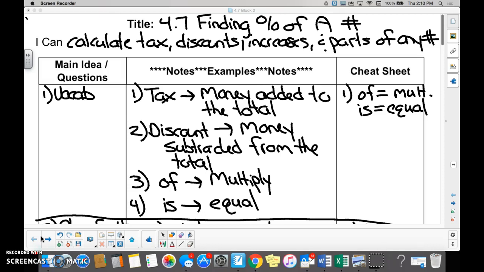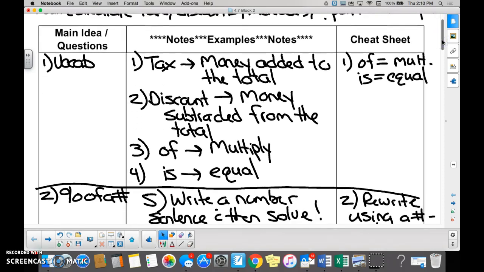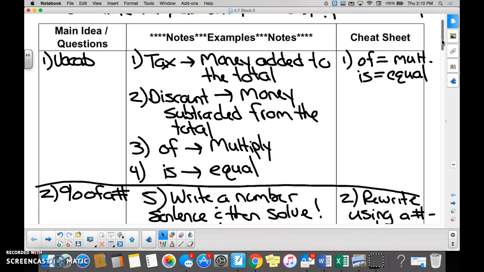Okay, so we can do tax, which is an increase, discounts, which is a decrease, or just part of a number. That's basically what we did in here. So a tax is an increase, right? Yes. A discount is a decrease. A tip, like if you're at a restaurant and you have a waiter or waitress, a tip is an increase.